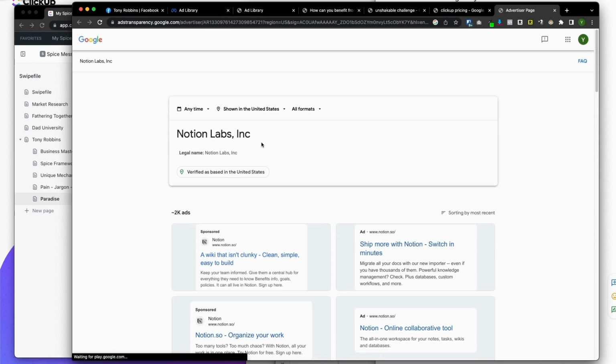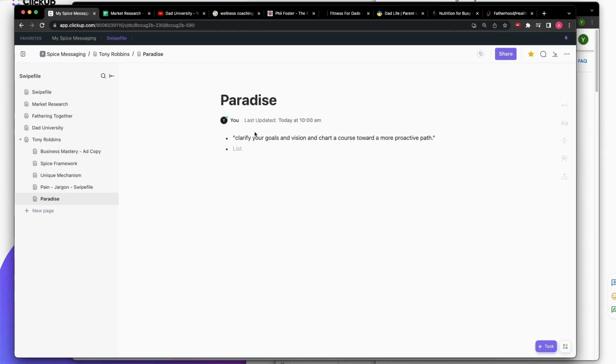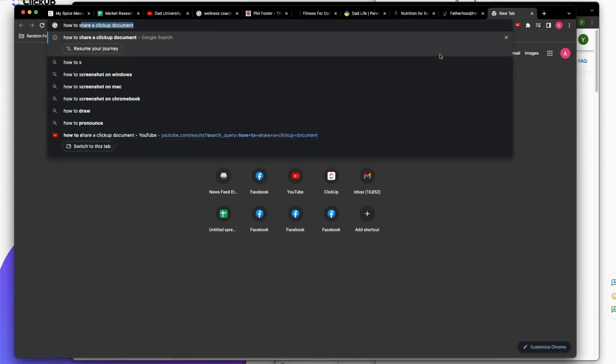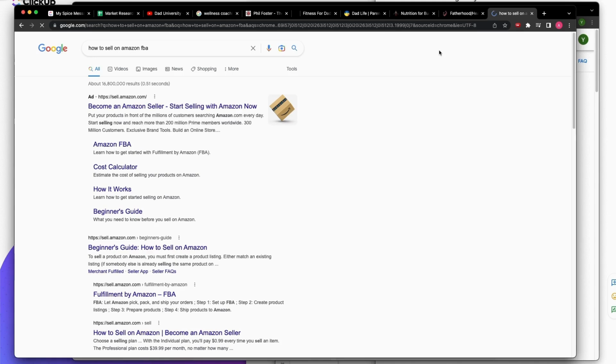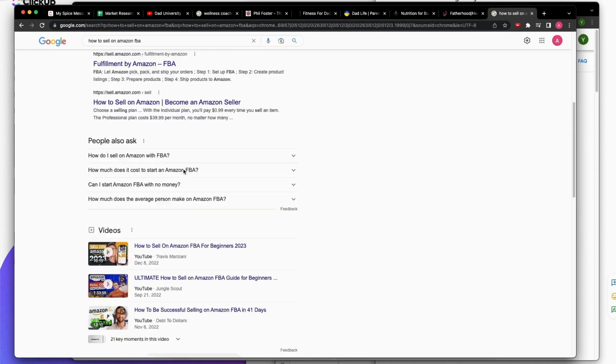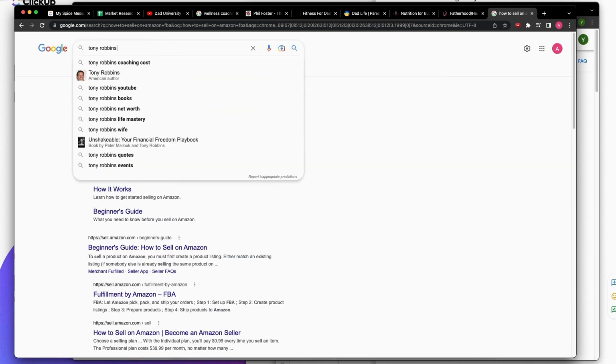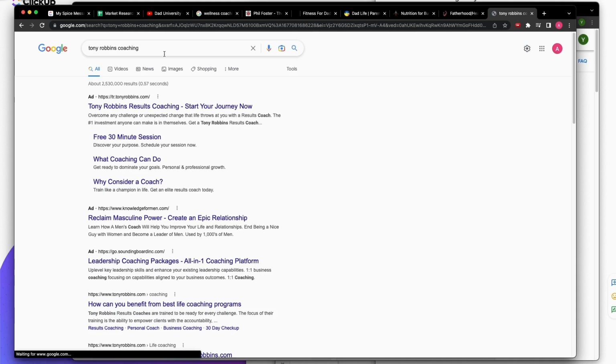Now this is just a random one from Notion, but let's say, for example, you hypothetically saw, I'm trying to think of a good example here. Maybe how to sell on Amazon FBA. I'm just going to show you, I want to find somebody who is running ads to show you how to look at Google ads as well. So let's say Tony Robbins coaching. Let me see on here. Anybody running ads? Oh, here we go.